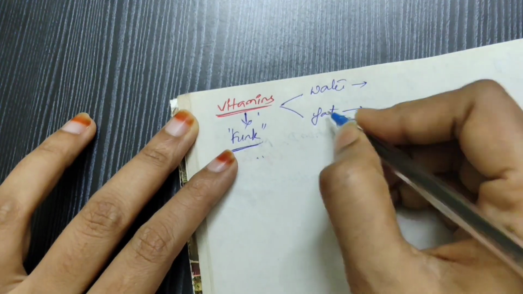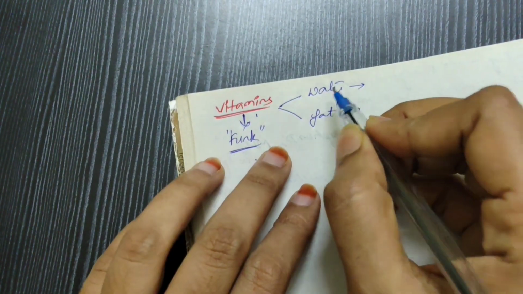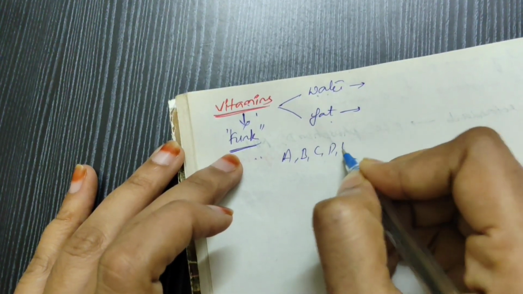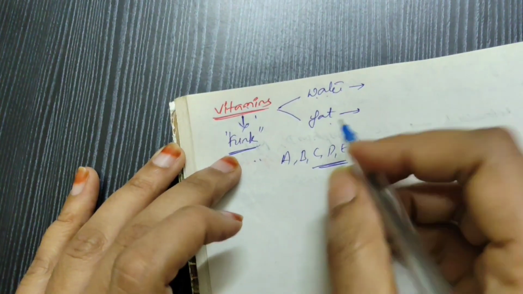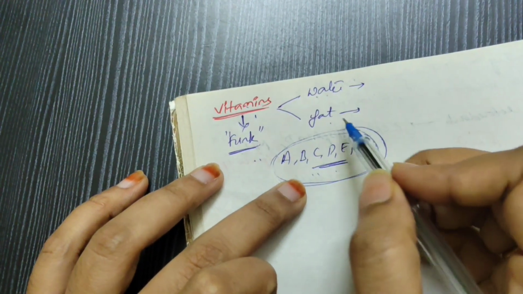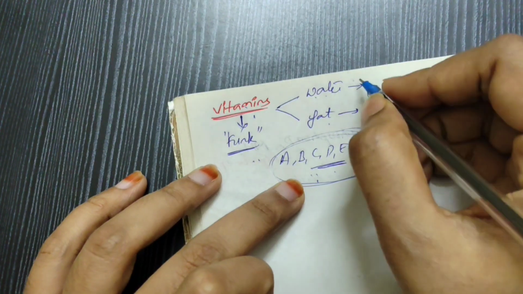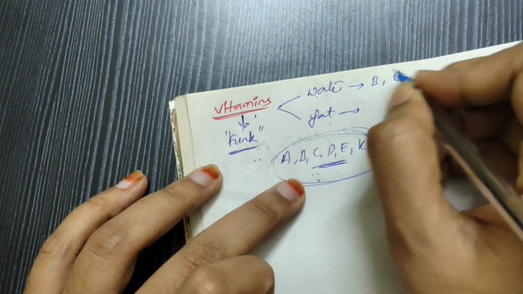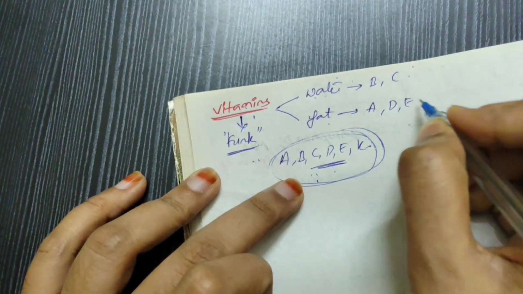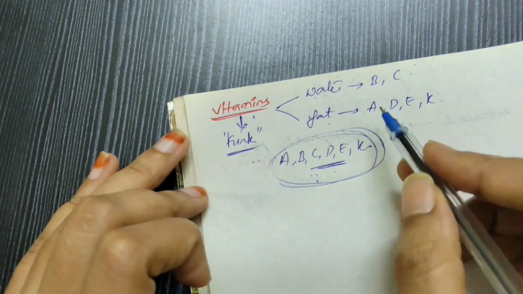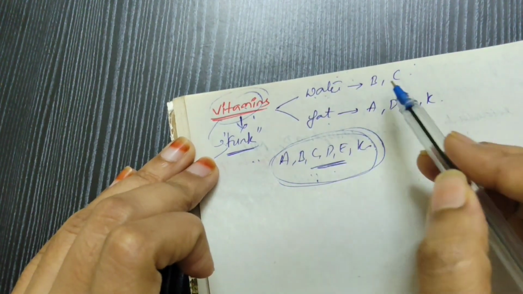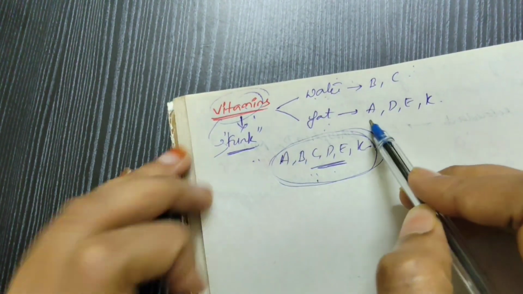Just remember by heart this example: what are the water soluble vitamins? A, B, C, D, E, K are there, right? A B C D E K. Mainly remember which of these vitamins are water soluble and which are fat soluble. Water soluble are B and C. Vitamin B and vitamin C are water soluble, and fat soluble are A D E K. Remember, the term vitamin was coined by Funk, water soluble vitamins are B and C, and fat soluble vitamins are A D E K.